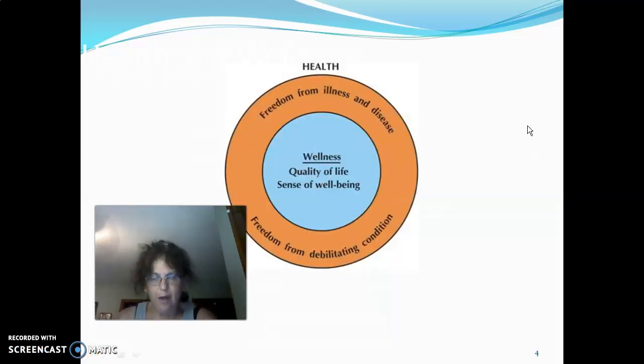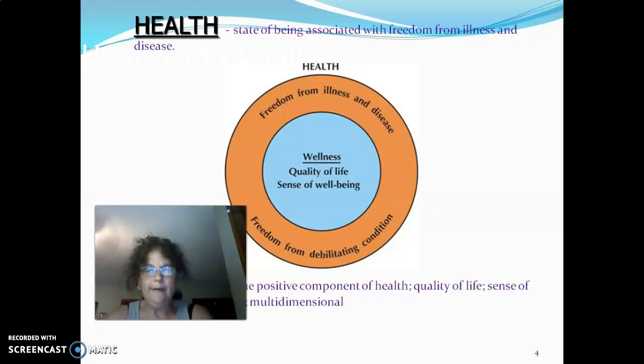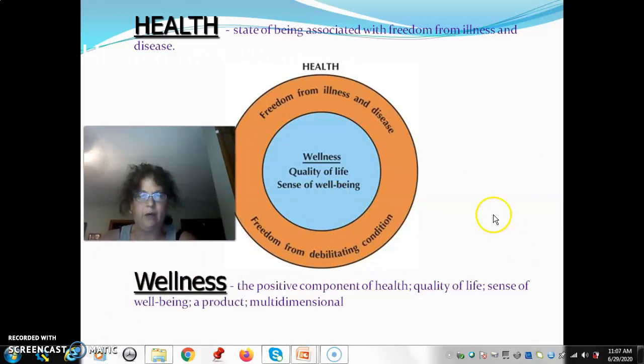So the definition of health is a state of being associated with freedom from illness and disease. The definition of wellness is the positive component of health, because we found out that there were a lot of people that didn't have diseases or debilitating conditions, but they also didn't have a sense of well-being or a good quality of life. And on the other end of that spectrum, you have people who do have illnesses and diseases and have a wonderful quality of life because of their total outlook on these different dimensions that make up wellness.